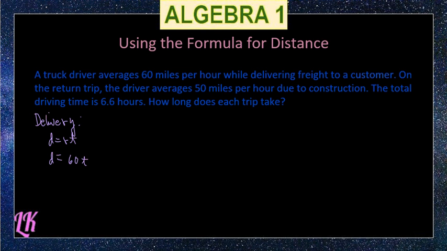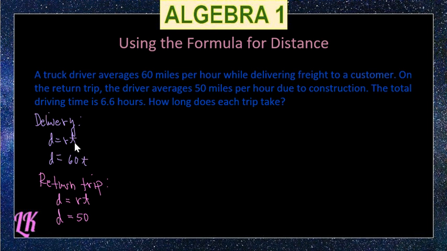And then for the return trip, we are again using the formula d is equal to r times t. Again, we do not know the distance because it is not actually given, but the speed is now 50 miles per hour, and the time is not given also, but the total hours for the delivery and return trip is 6.6 hours.